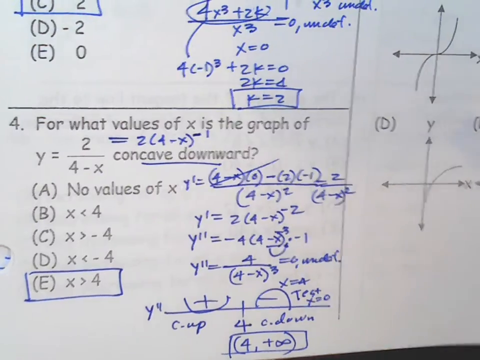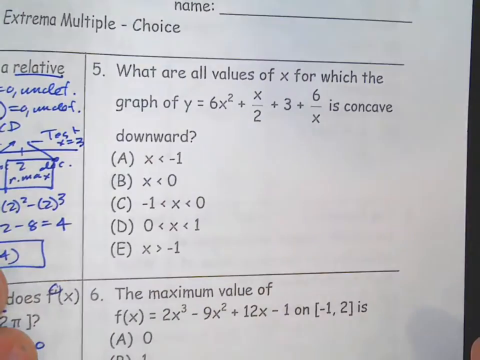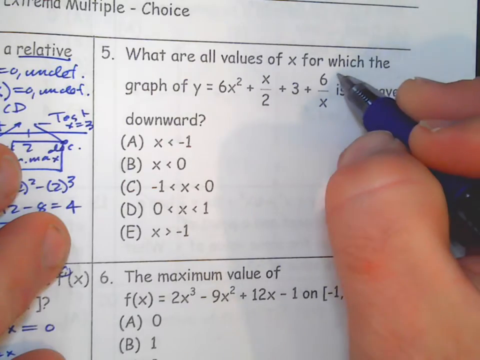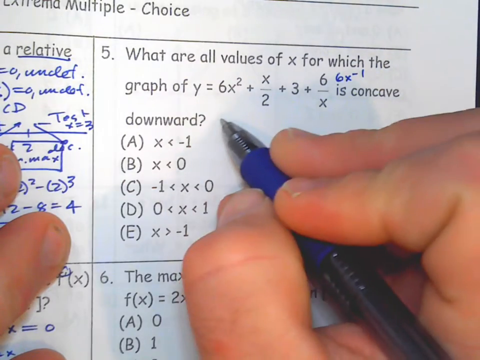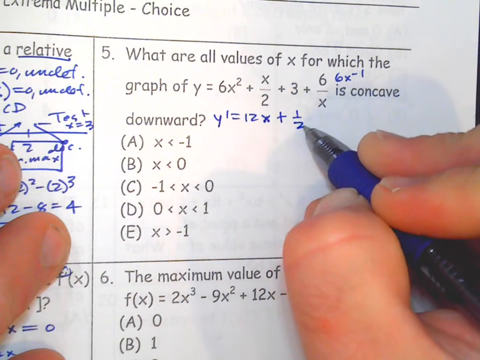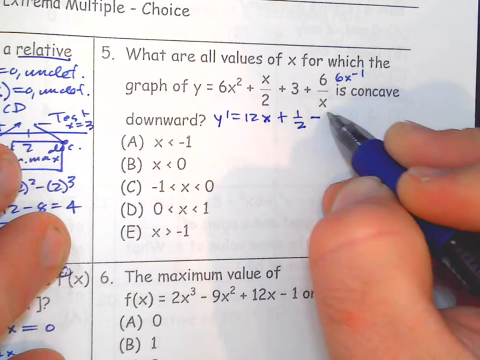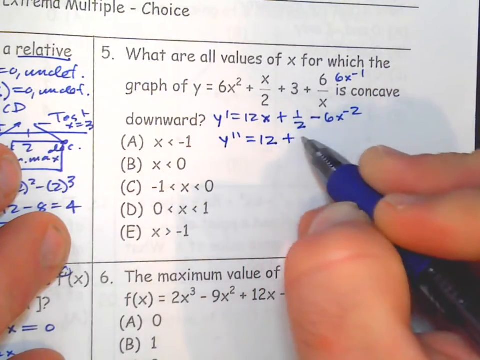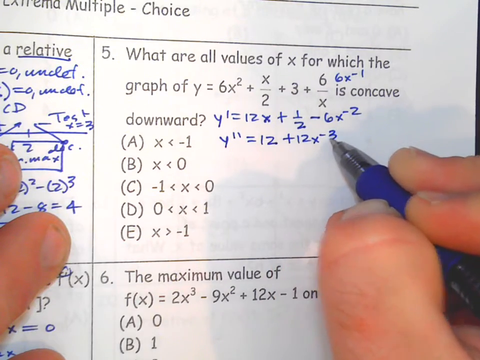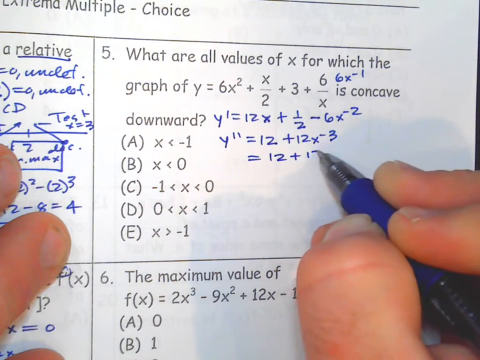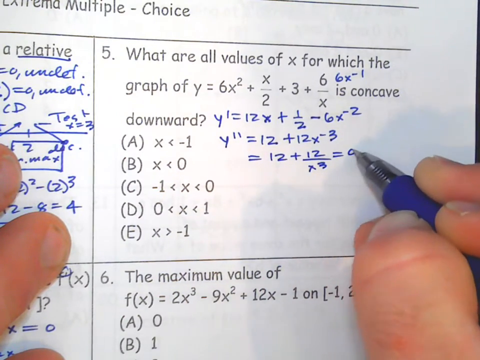Okay. Number 5, what are all the values of x for which the graph is concave down? So same kind of thing. Now you might want to think of this as 6x to the negative 1. So then y prime is 12x plus 1/2, derivative 3 is 0, minus 6x to the negative 2. And then the second derivative is going to be 12 plus 12x to the negative 3.